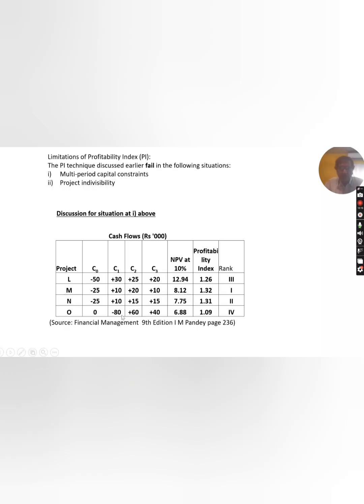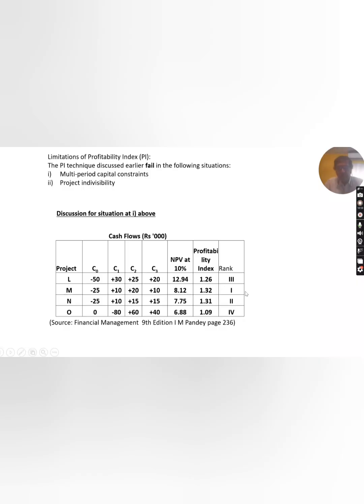And how much NPV in that case? You can check. 12 plus 6, 18 plus this and this that I'm showing in the next slide, which is far higher than your selection of MN. That means in this case, your rule for selection of project as per PI has failed. It depends on the cash flows. This is called multi-period capital constraint, which is failed in this case.